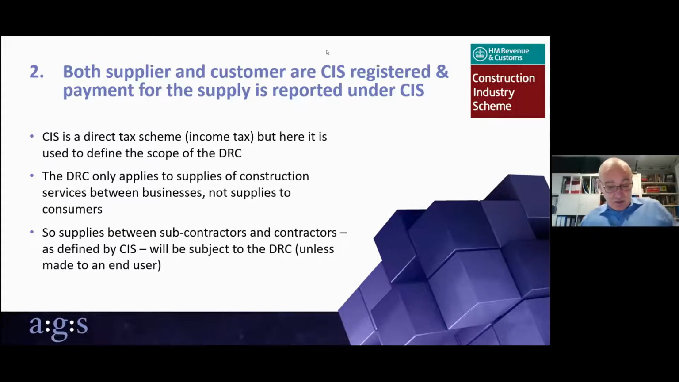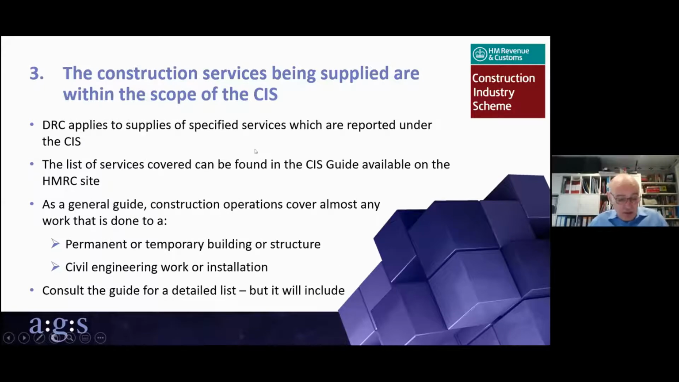It is worth noting at this stage that re the CIS, while it is quite closely aligned with DRC, with the reverse charge, it's not identical. There are exceptions that you need to be aware of, and which we'll look at as we go through. Condition three is that the construction services that are supplied are within the scope of CIS and required to be reported under it. This means that most services supplied by subcontractors will be subject to the reverse charge, but inevitably there are a few complications. So we will look at this condition in some detail.